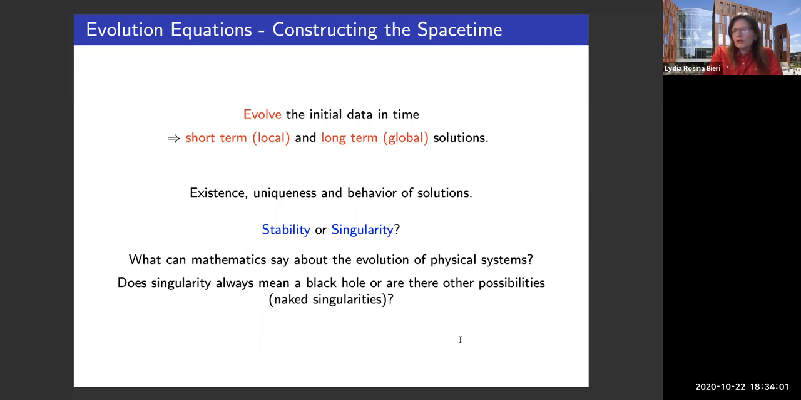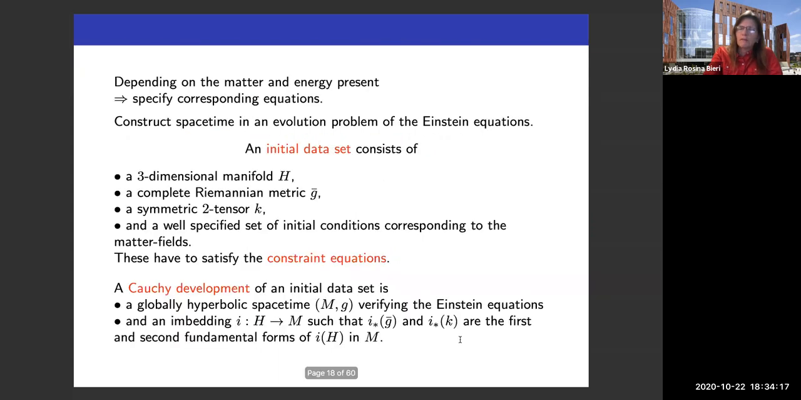By the way, there are also other types of weird singularities called naked singularities. A typical singularity is hidden behind a black hole event horizon, but mathematically there are these other types of singularities, of which it's not clear yet if they actually exist in real physics.